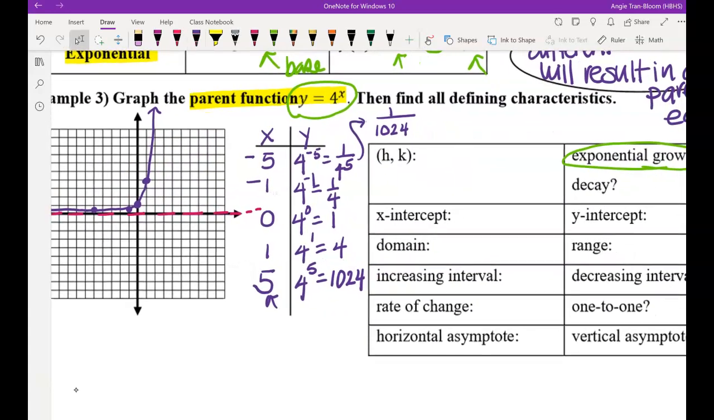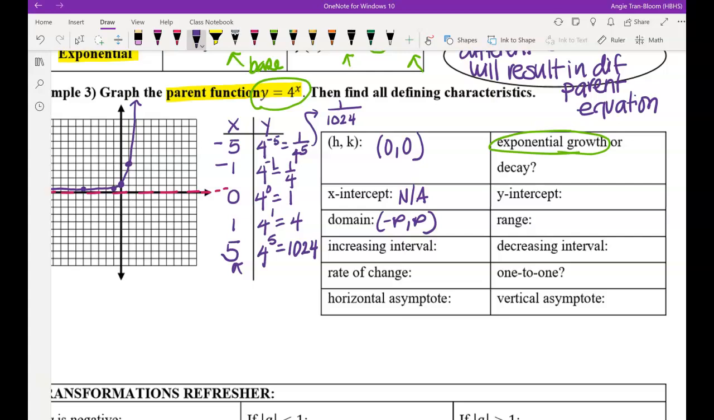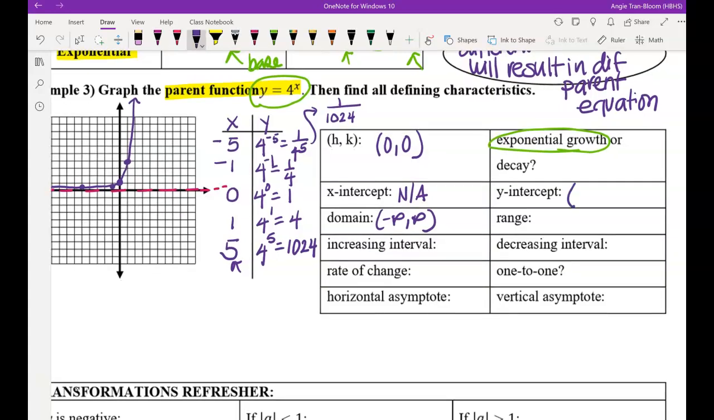All right, let's answer some questions here. Since it is the parent function, we don't have h and we don't have k. We don't have any x-intercept for the parent. Your domain for all exponential function students is always going to be all real numbers. You do always have the same y-intercept for the parent. Doesn't matter the base. Isn't that magical? Your range is going to be from 0 to infinity, or you can write y is bigger than 0.